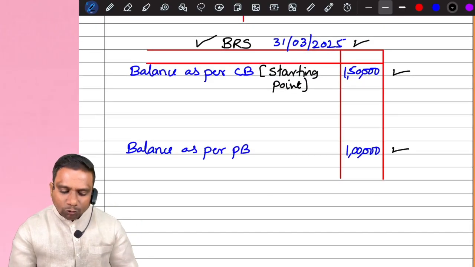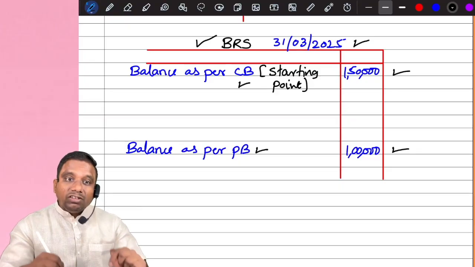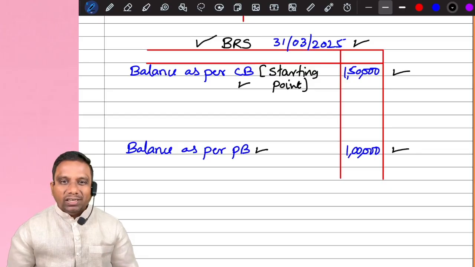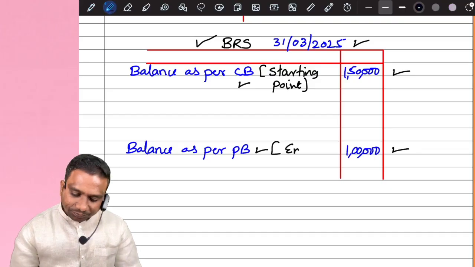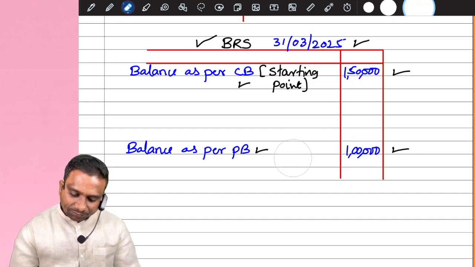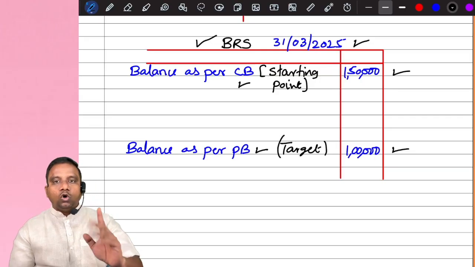And you ultimately get which book balance? The other book balance. If you start with cash book, you get passbook balance. If you start with passbook, you get cash book balance. And this is called the ending point or target. This is our target. Hope you are following.